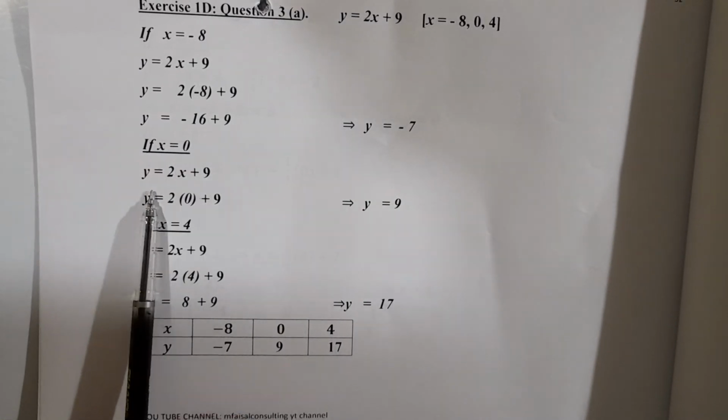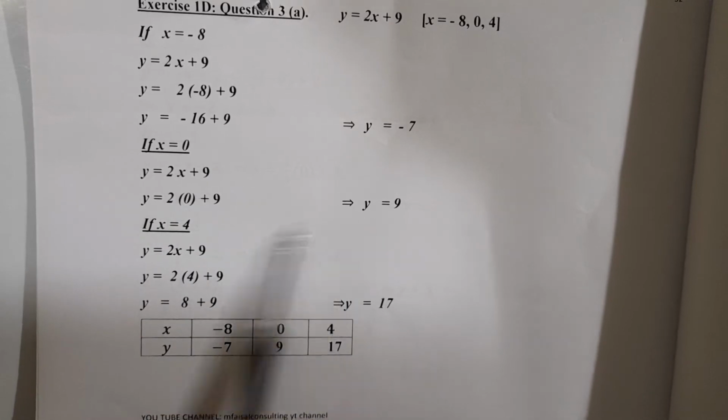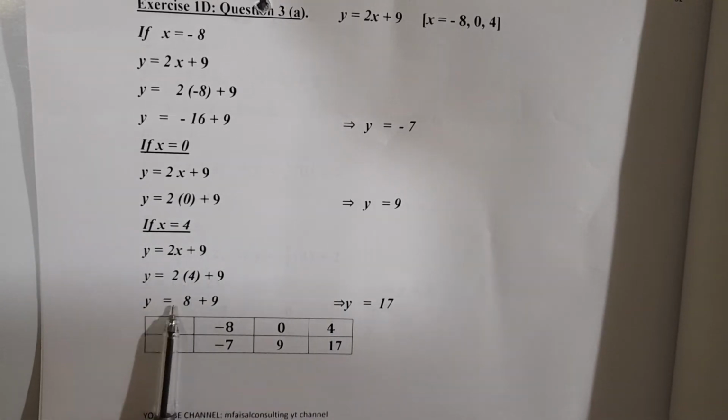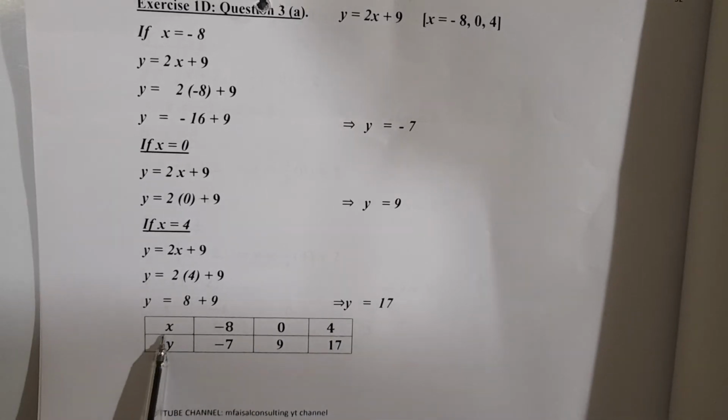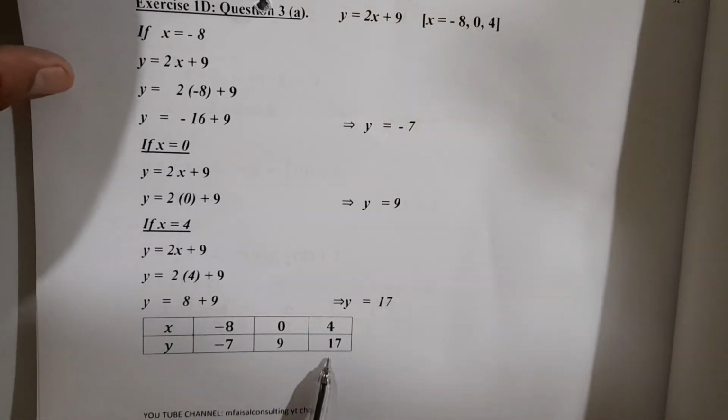When x was 0, we're putting x is 0. y is equal to 9. And when x was 4, we're putting x as 4. So 2 4s are 8. 8 plus 9 is 17. So completing the table. When x was minus 8, y was minus 7. When x was 0, y was 9. When x was 4, y was 17.